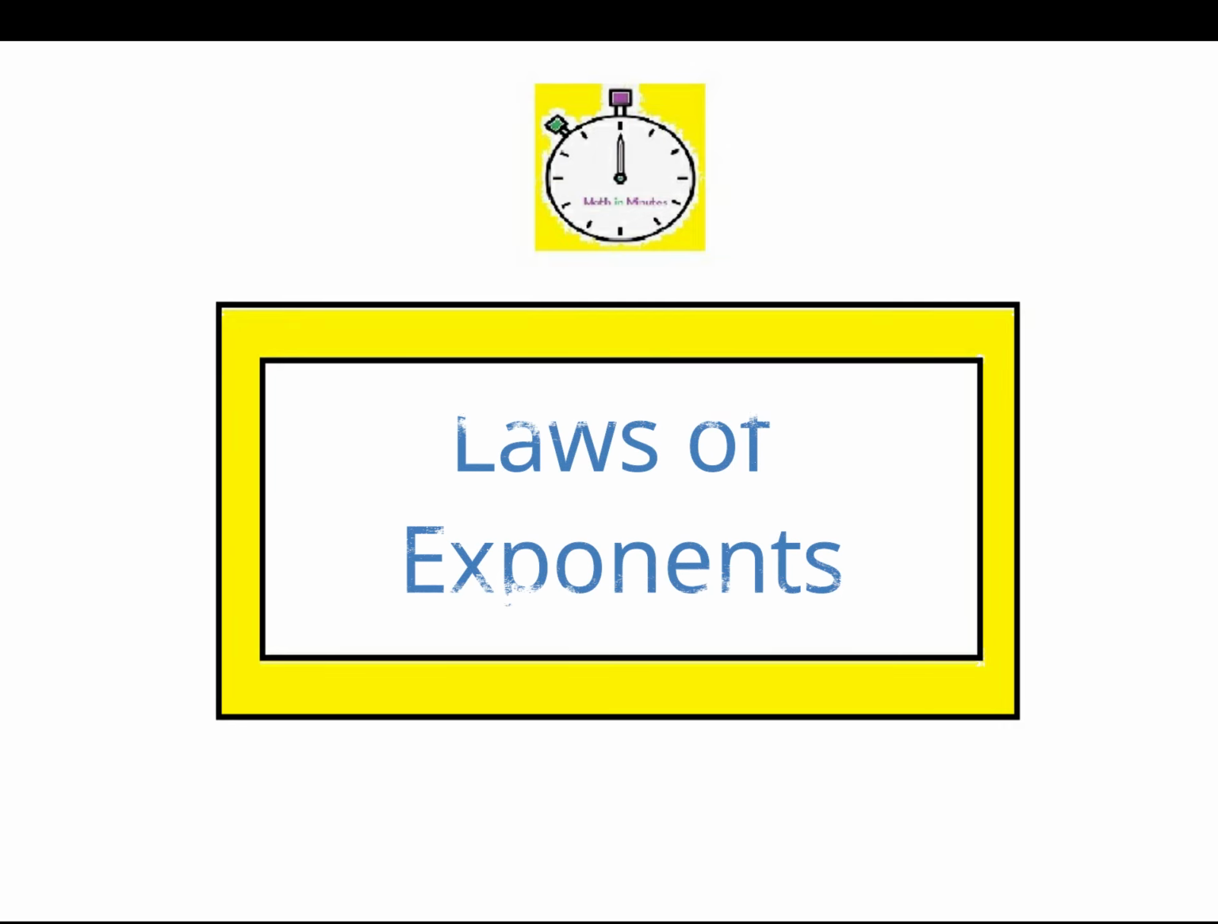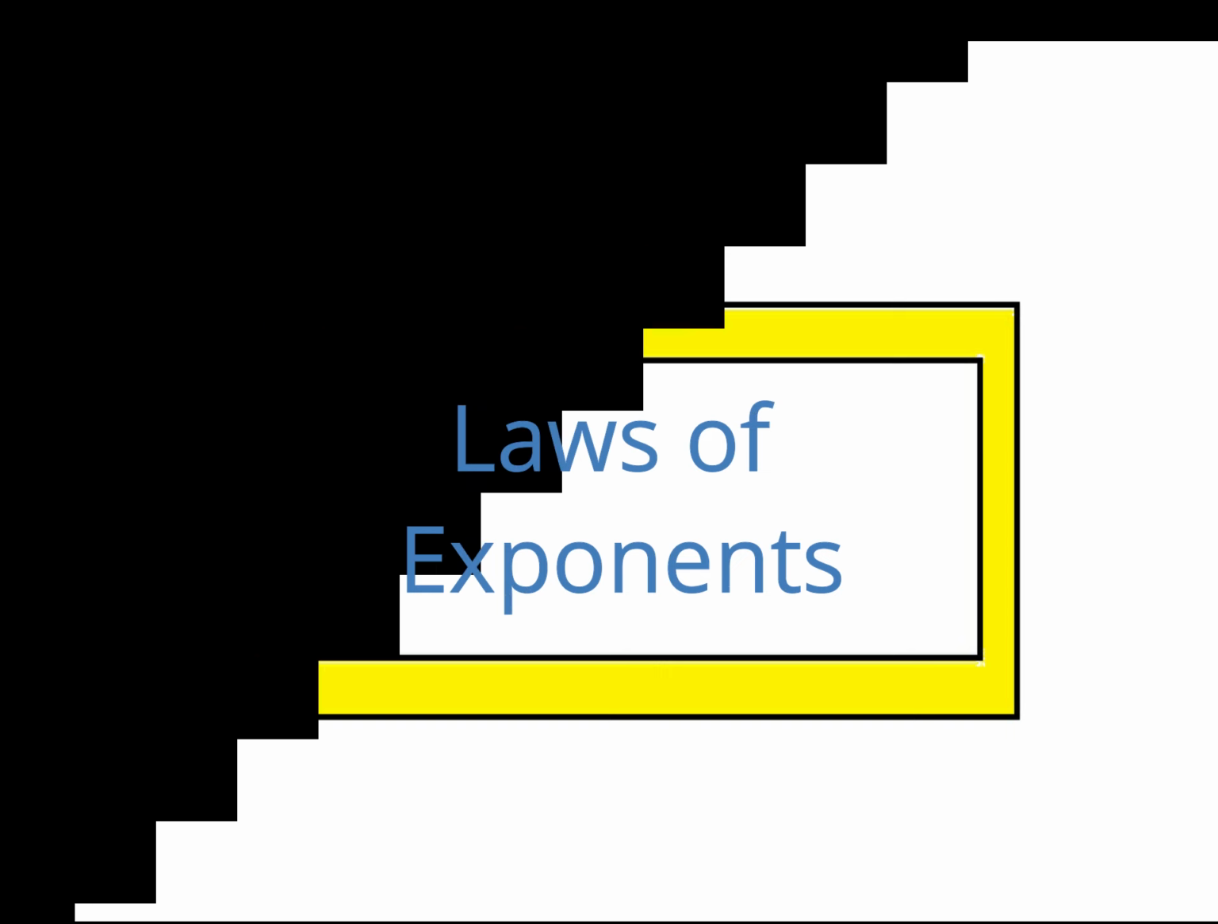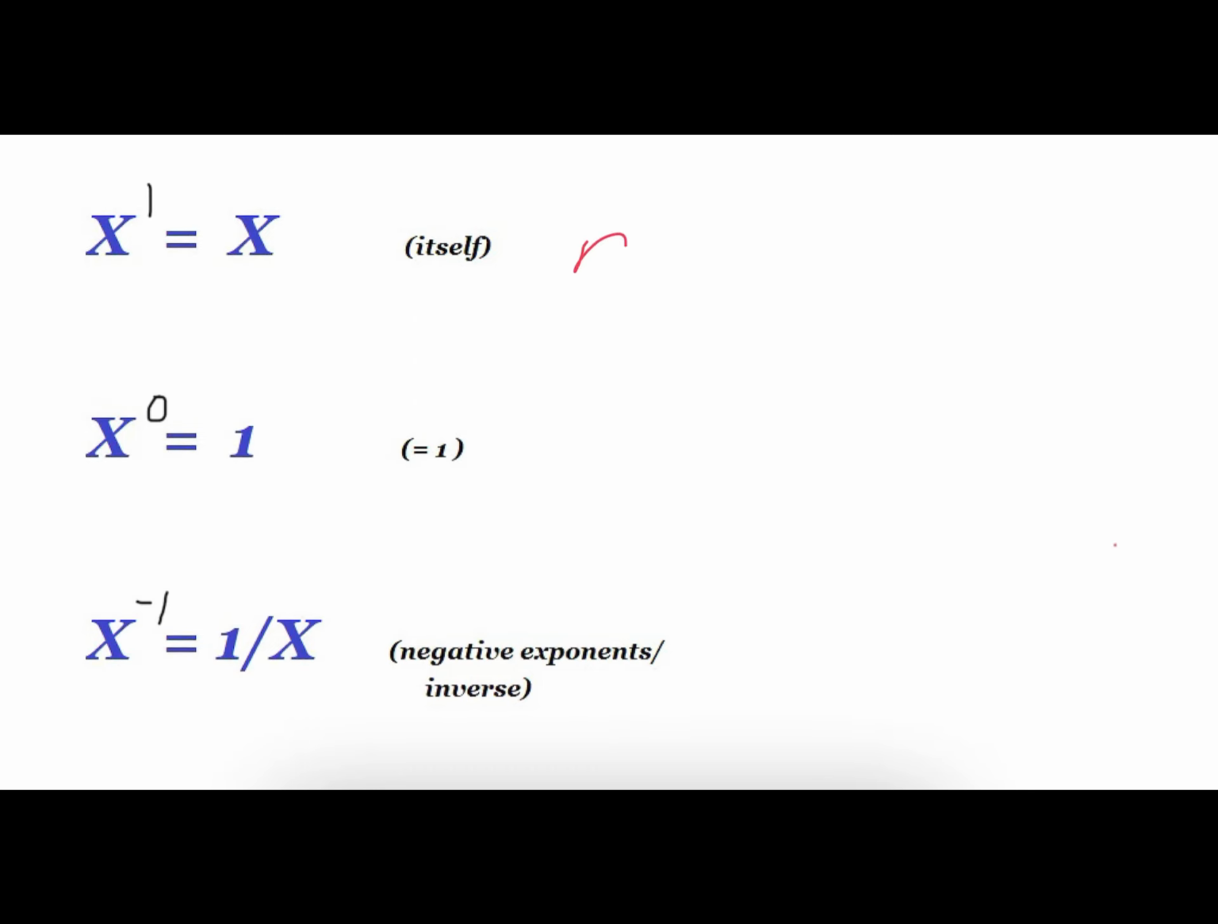This video is on the law of exponents. The first rule we'll look at is the power of 1. Anything to the power of 1 will be itself. For example, x to the first power is x. 2 to the first power is equal to 2.